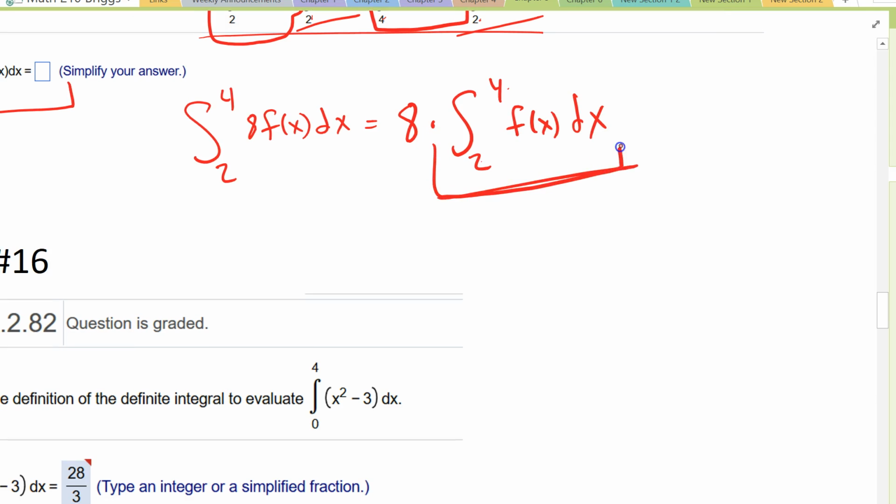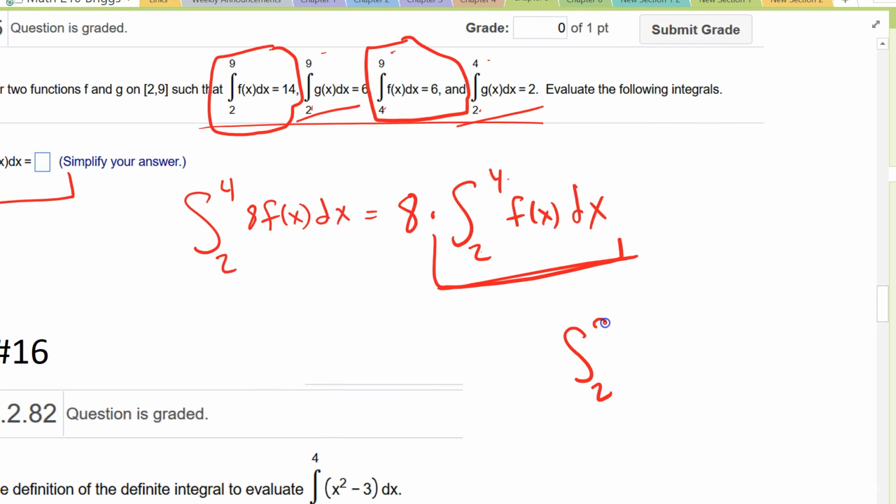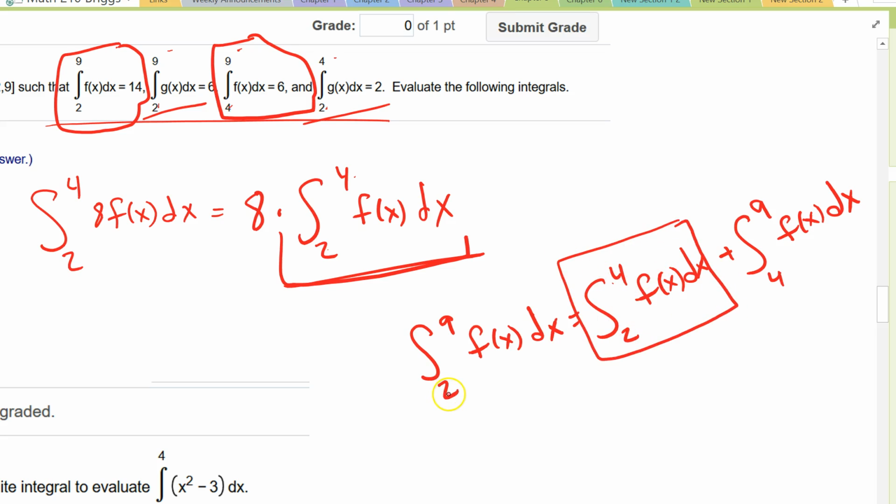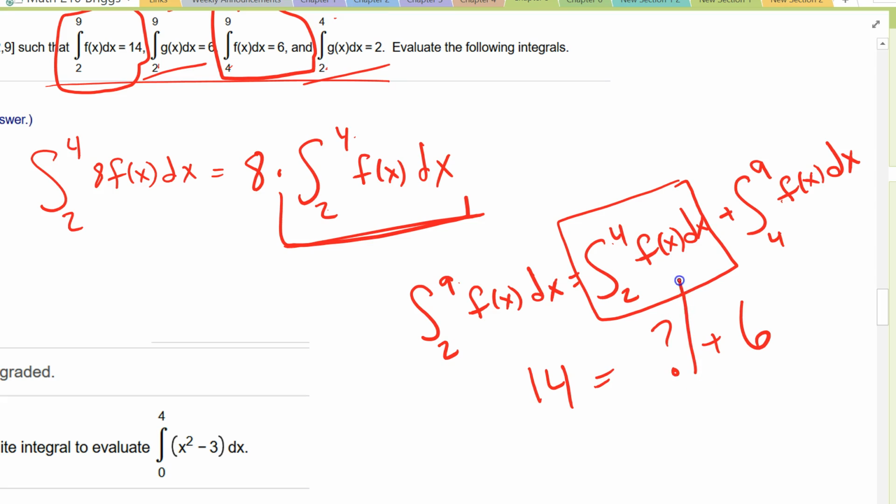So if I have the integral from 2 to 9 of f of x dx, that's going to equal the integral from 2 to 4 of f of x dx plus the integral from 4 to 9 of f of x dx, right? I want to know what the integral is from 2 to 4 of f of x dx. I know the integral from 2 to 9 of f of x dx is 14. And I know the integral from 4 to 9 of f of x dx is 6. So what would the integral from 2 to 4 end up being? It would be 14 minus 6, which would have to be 8.